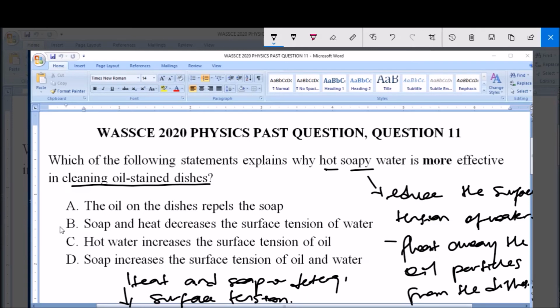So therefore the answer to this question is option B, because soap and heat decreases the surface tension of water. So option B is the correct answer to this question.